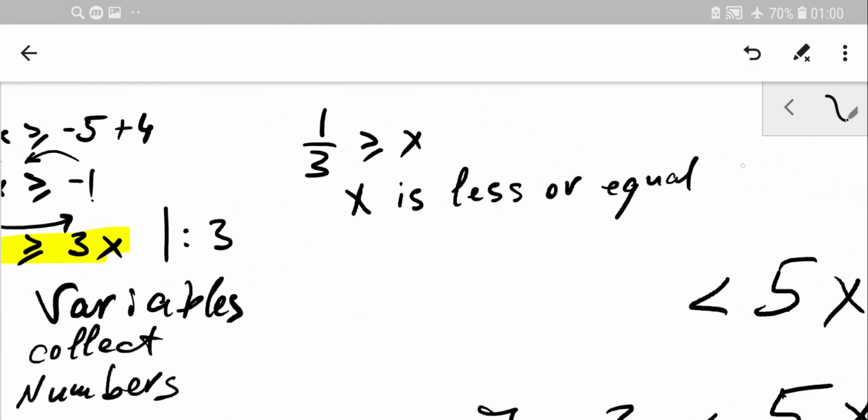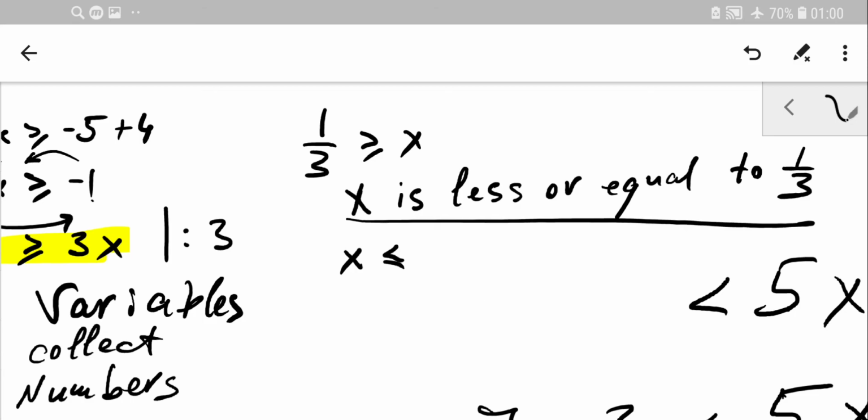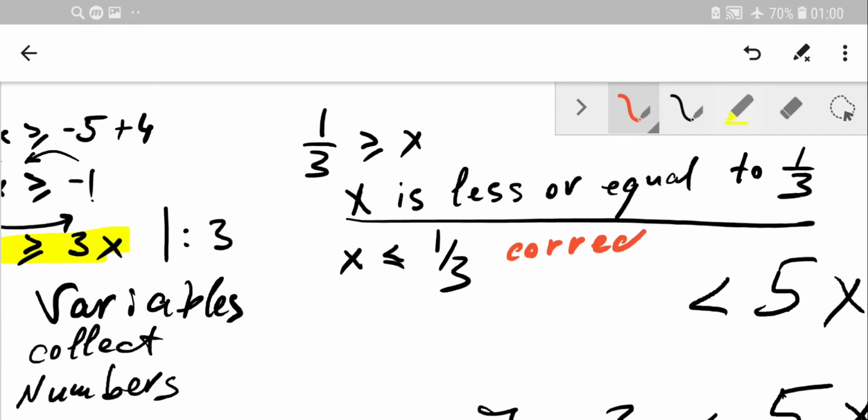than or to 1 over 3. So that's why when you swap them, you start from x, it should be still less or equal. So those words don't need to change. So that's why x less or equal than 1 over 3. And this is correct. So this now correctly done.